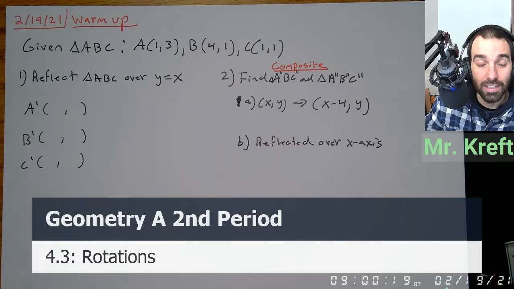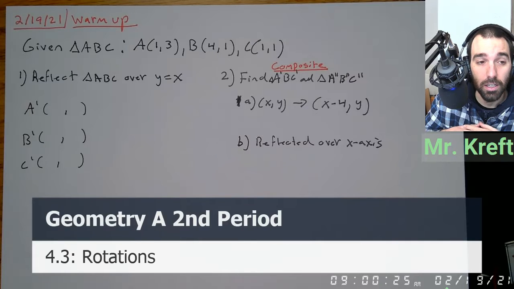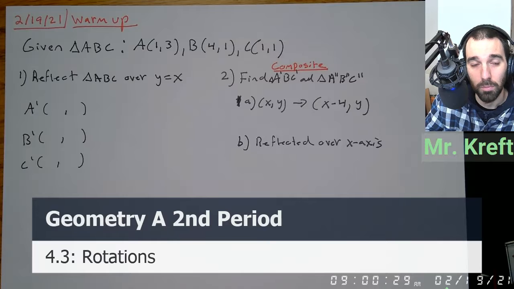Today, we're gonna continue with transformations. So last class, we did reflections. And then we're going to do rotations today. So this is our third type of transformation. We have translations, reflections, and then now rotations. And so this warm up is a little bit of review of those reflections and then a little bit of translation added in as well.